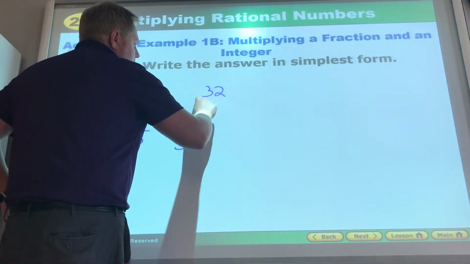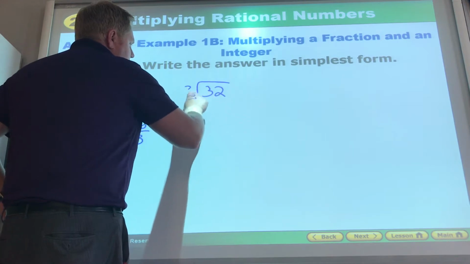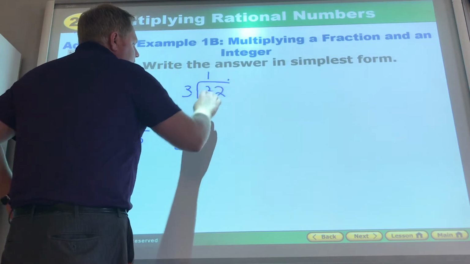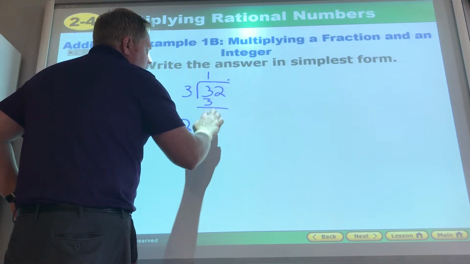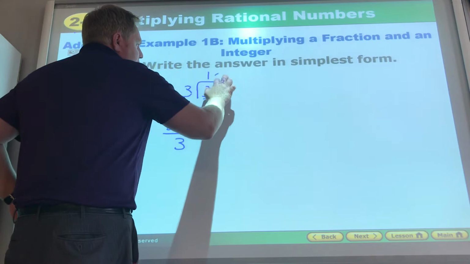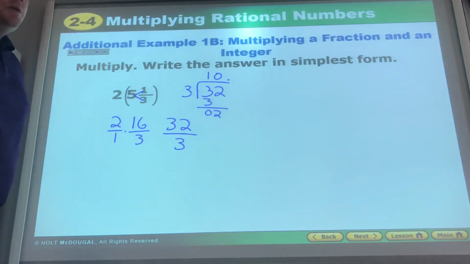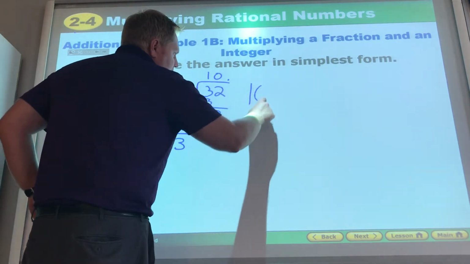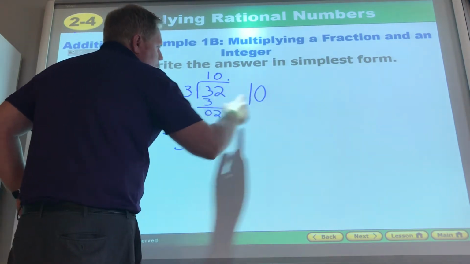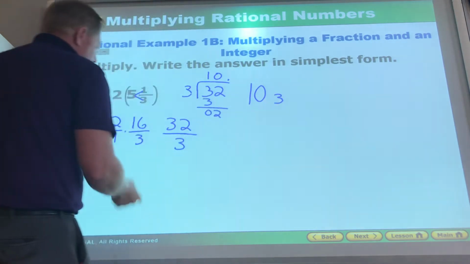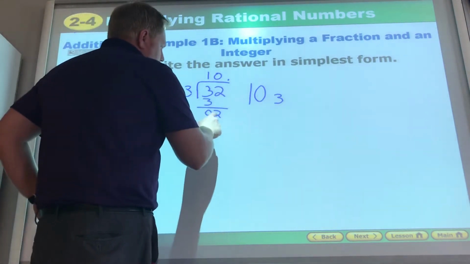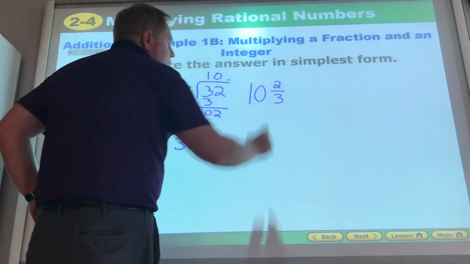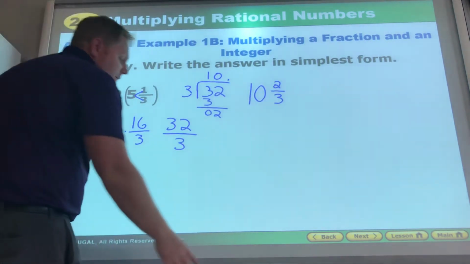32 divided by 3, knowing we're going to stop at the decimal. 1. There's our 3. 0, 2. It will not go into 2. Got to put a 0 to hold the place. Some of you still forget that. Where did the decimal go? That's our whole number. That's always our denominator. It's going to be the same as what this was over here. Then our numerator here is 2. So 10 2/3 is what we have.